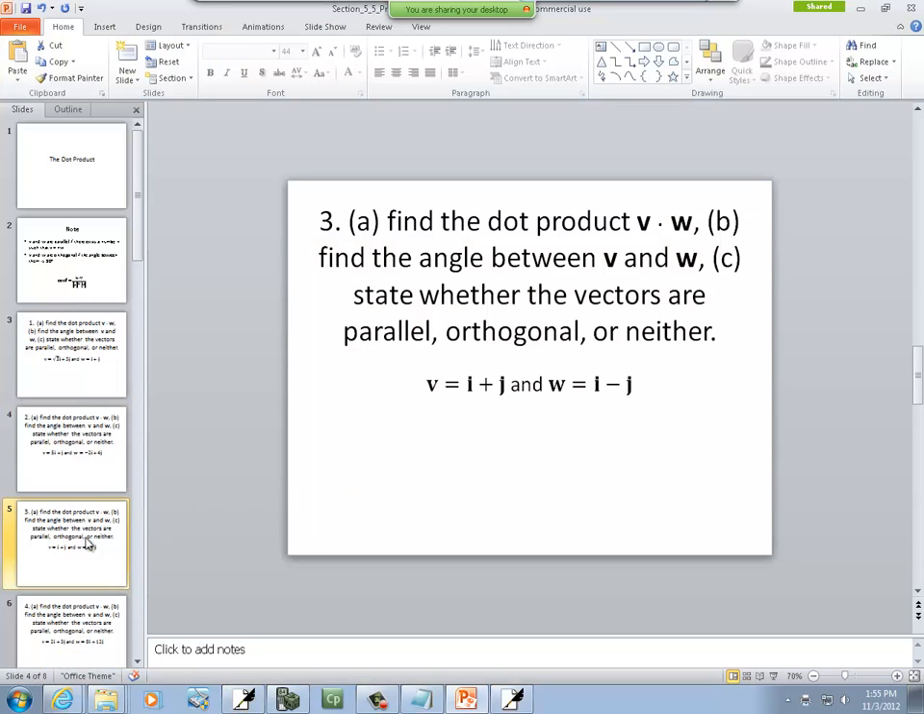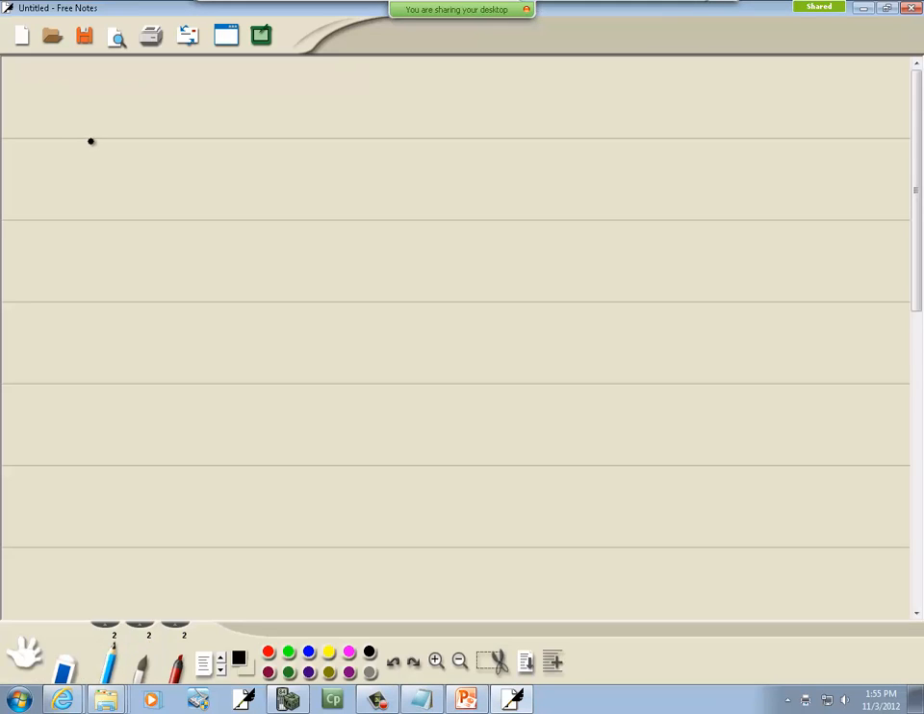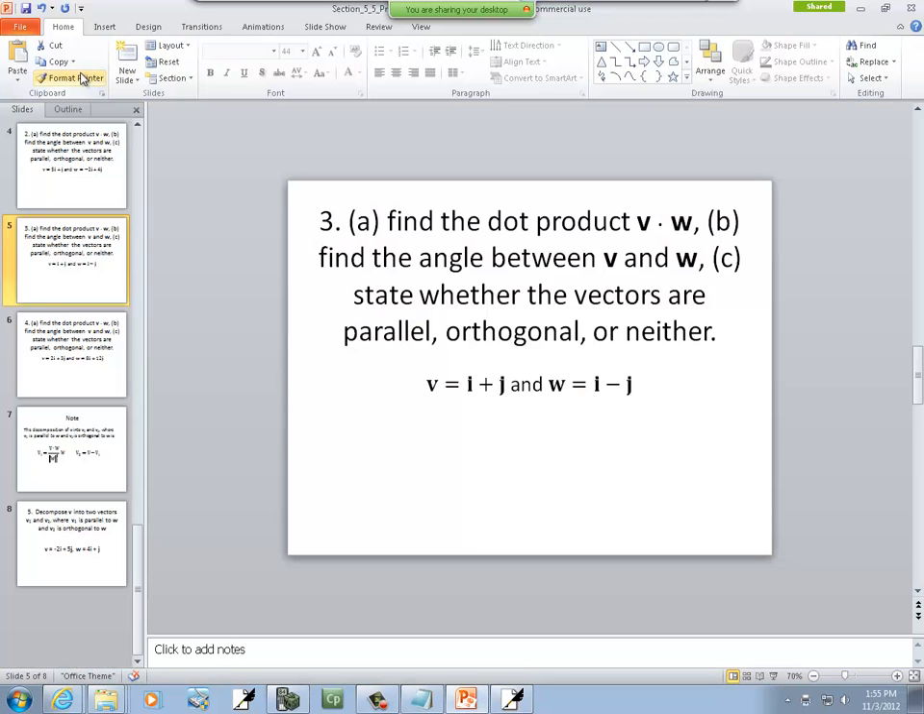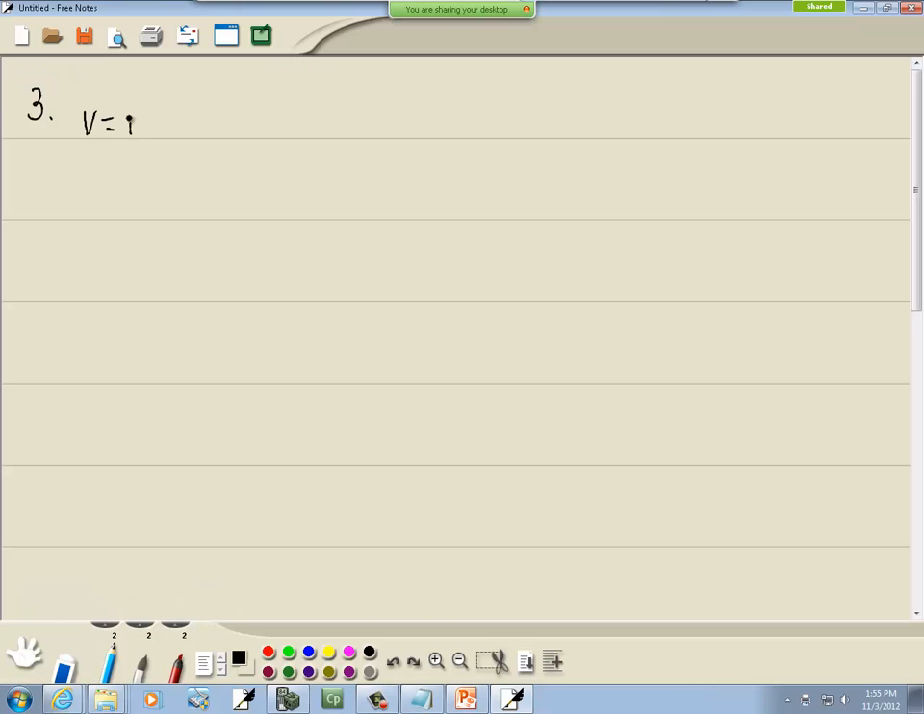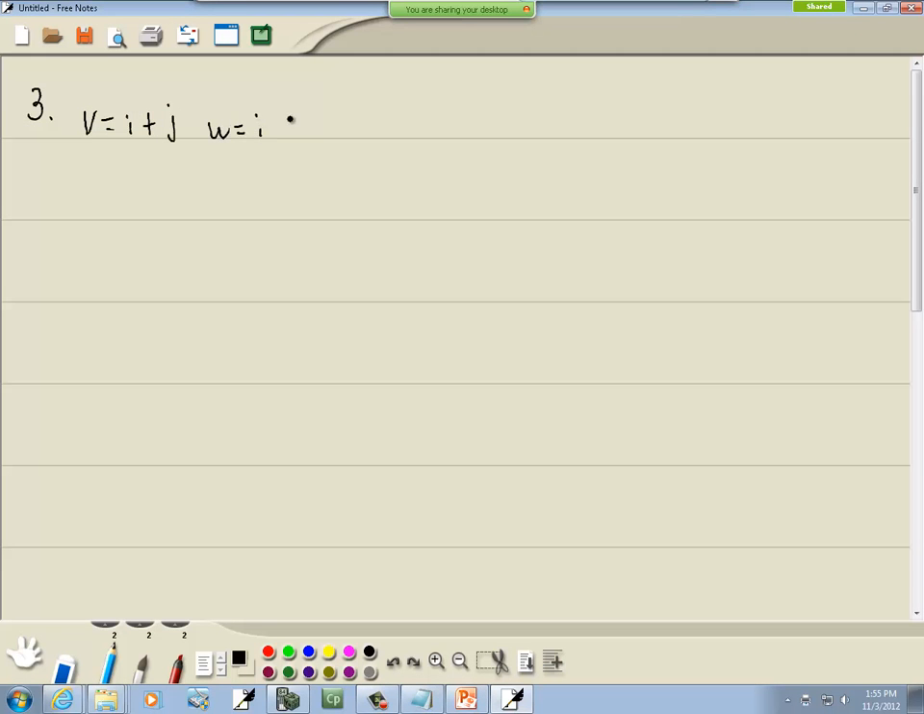And let's look at our next problem. We've got V equals I plus J, and W equals I minus J. First thing we'll do is find our dot product. Take the numbers before our i's and multiply them together. So I got 1 times 1, plus, then you multiply the numbers in front of your j's. So I got 1 times negative 1. So we got 1 minus 1, which gives us 0.